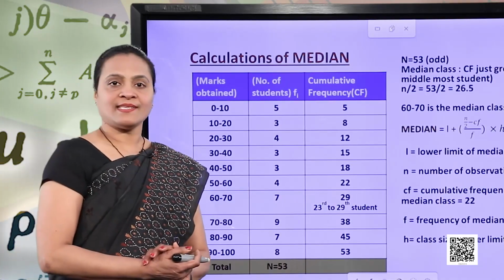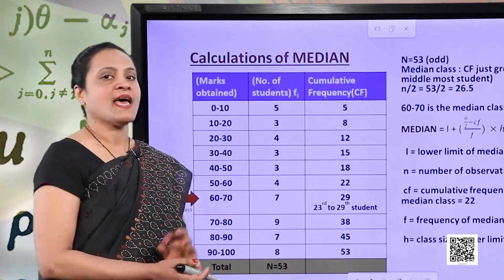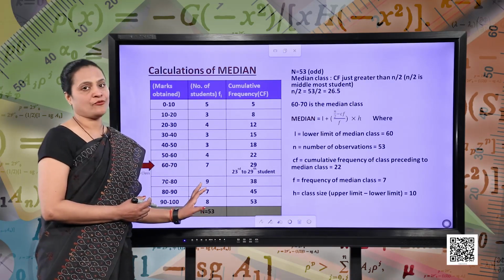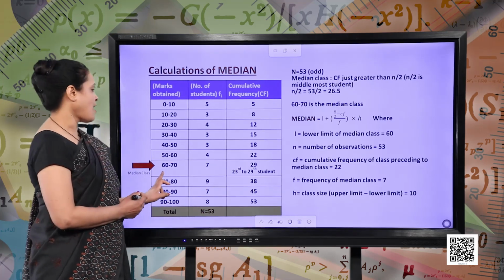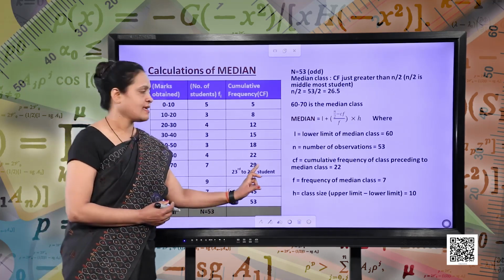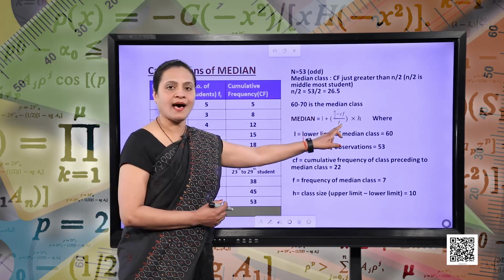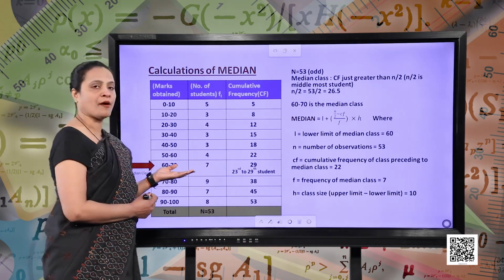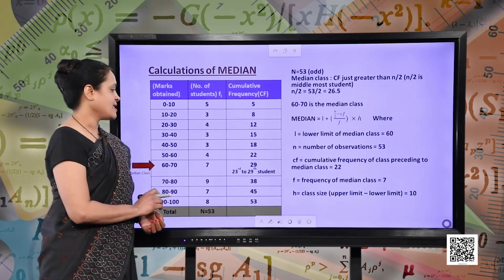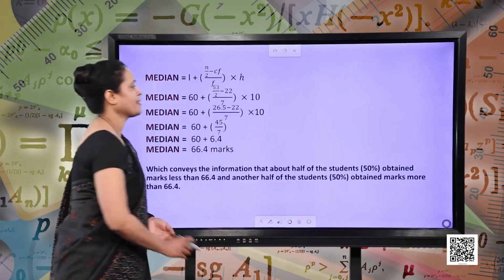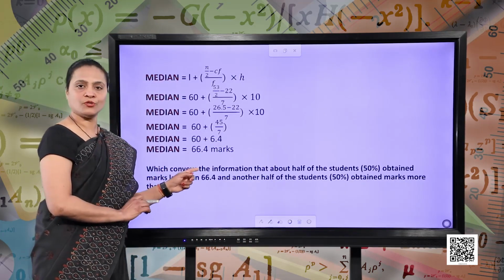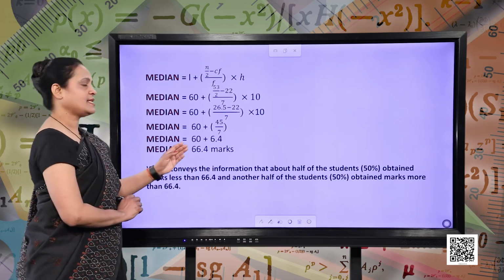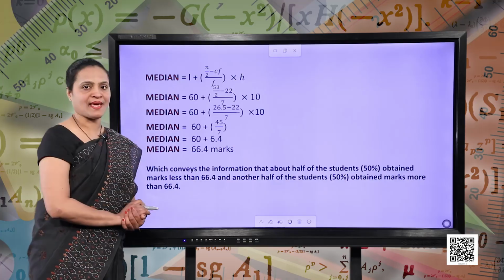In our previous session, we have taken calculation of median for the same distribution. If you remember, we first found the median class and then used this formula to find the median where the symbols were taken from the median class. In that case also, the median turned out to be 66.4. So, it communicates the same thing.